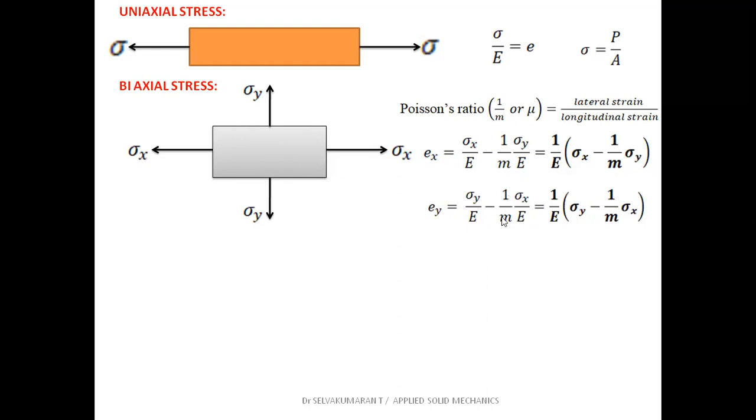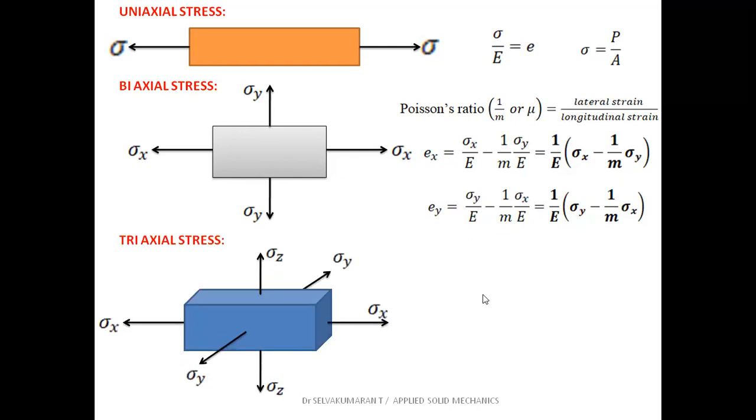So minus 1 by m into longitudinal strain in x direction, that is sigma x by E. So minus 1 by m into sigma x by E is nothing but the lateral strain when you consider strain in y direction. So E is constant, you can take 1 by E outside, so sigma y minus 1 by m into sigma x.